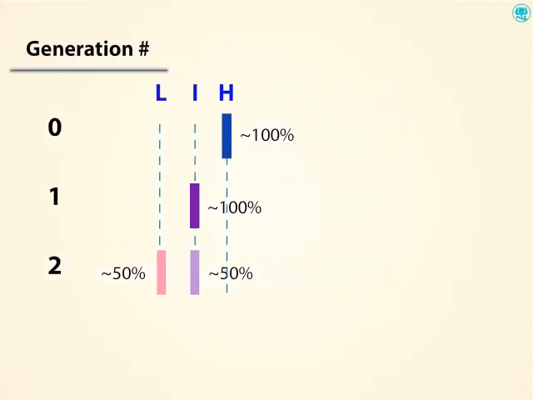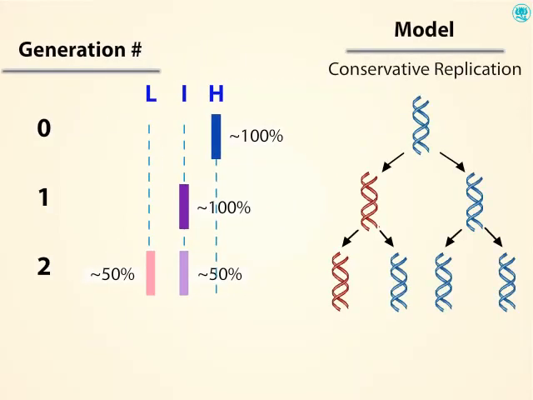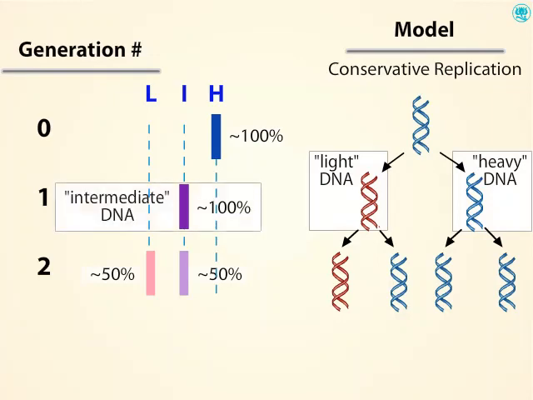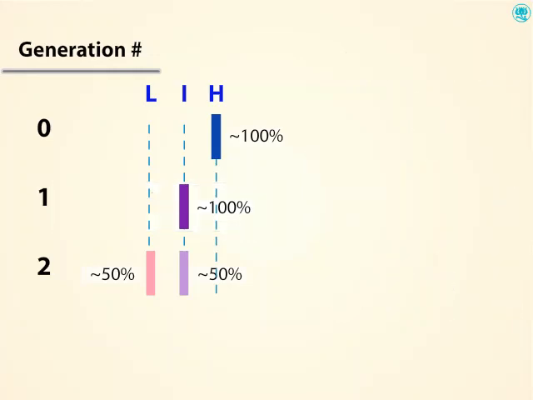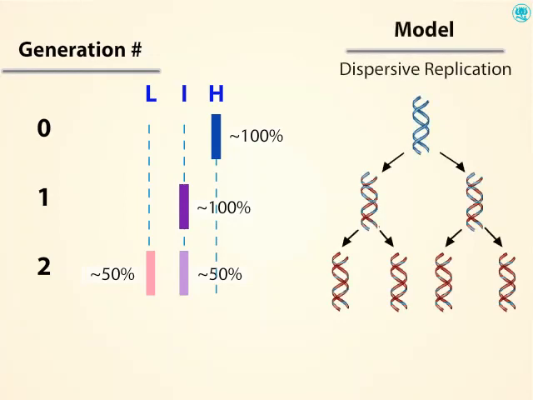Consider the possibility of conservative replication. According to the model, after one generation, half of the DNA would be light and half would be heavy. However, the experimental results show that all of the DNA is actually in the intermediate form, so we can reject this model of replication. Consider the possibility of dispersive replication.